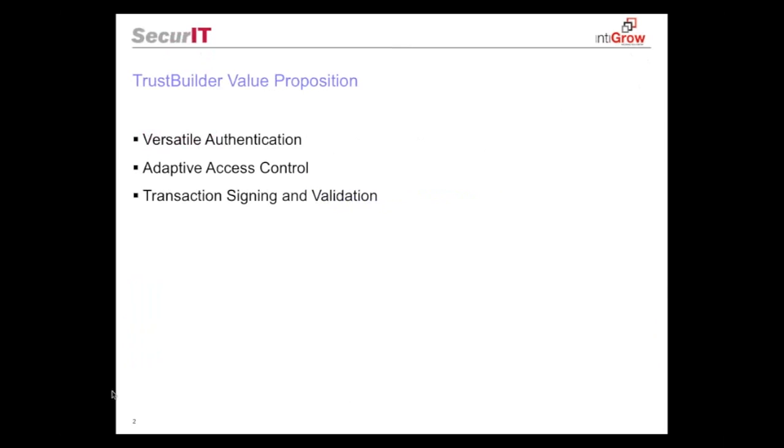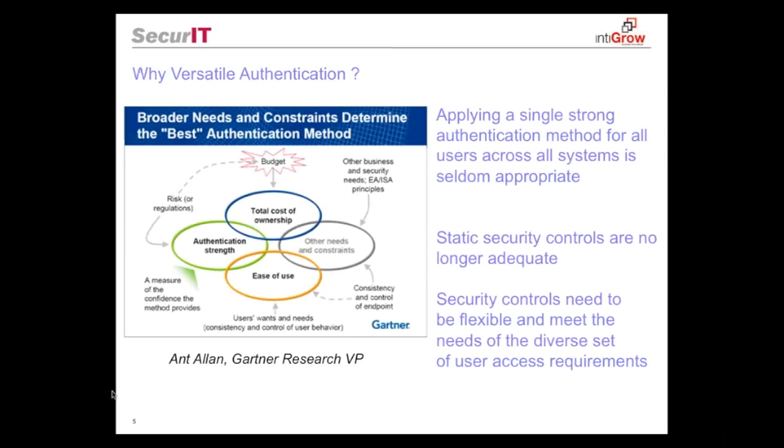So there's really three focuses that we're going to be bringing out today as far as what Trust Builder adds to the table. We're going to be talking about versatile authentication, adaptive access control, and transaction signing and validation. So first, we're going to start with a little focus on versatile authentication. Well, what is versatile authentication?